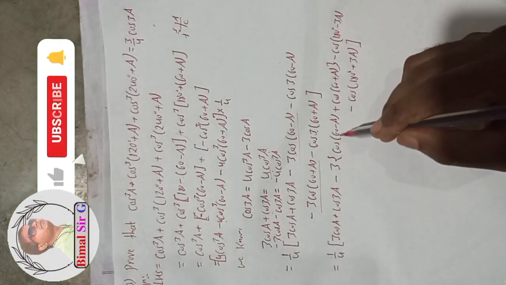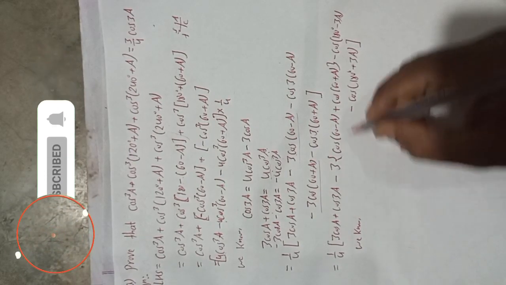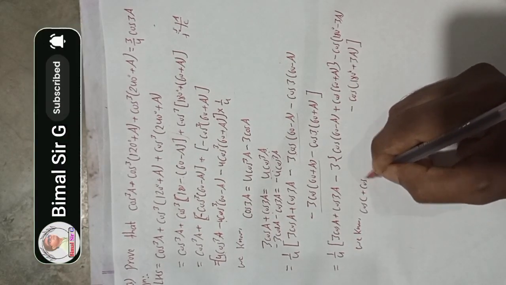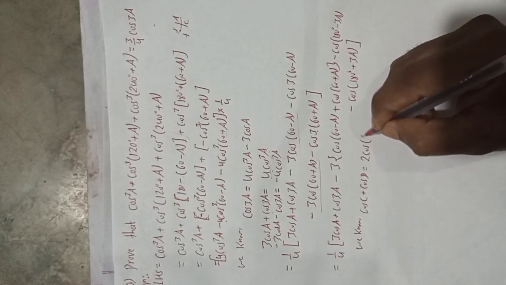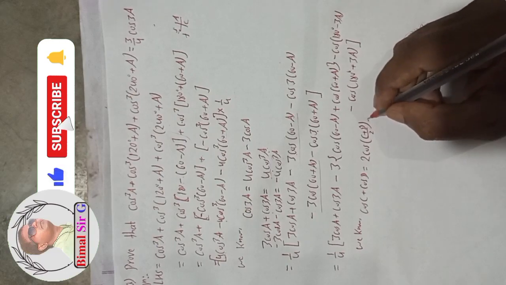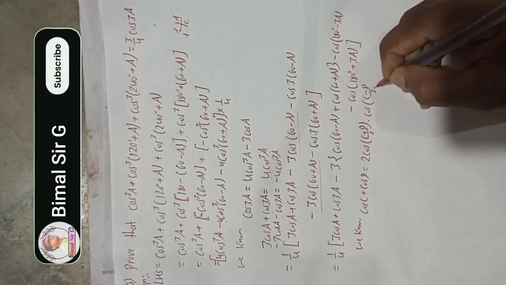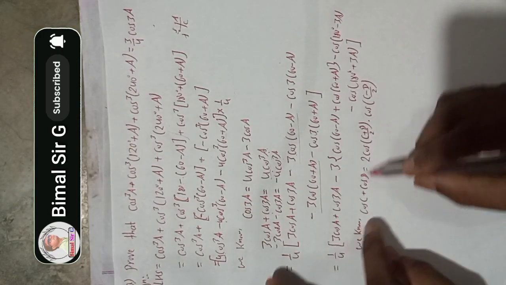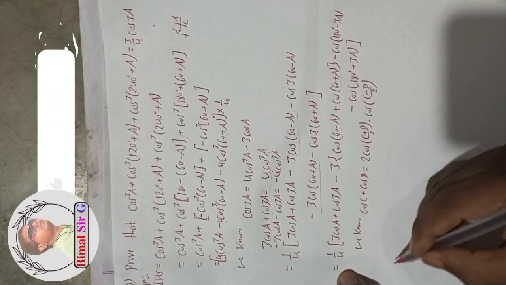Now for this, again we have a formula. We know this is cos C plus cos D. So cos C plus cos D is equal to 2 cos of (C plus D) by 2, into cos of (C minus D) by 2. We have this formula. So for C, this is our C and this is our D. So now copy this as it is.